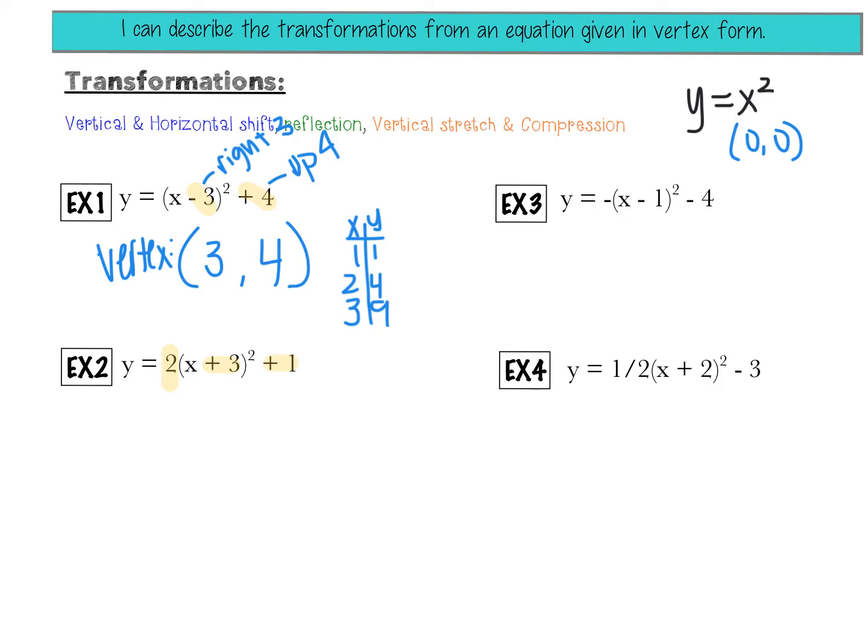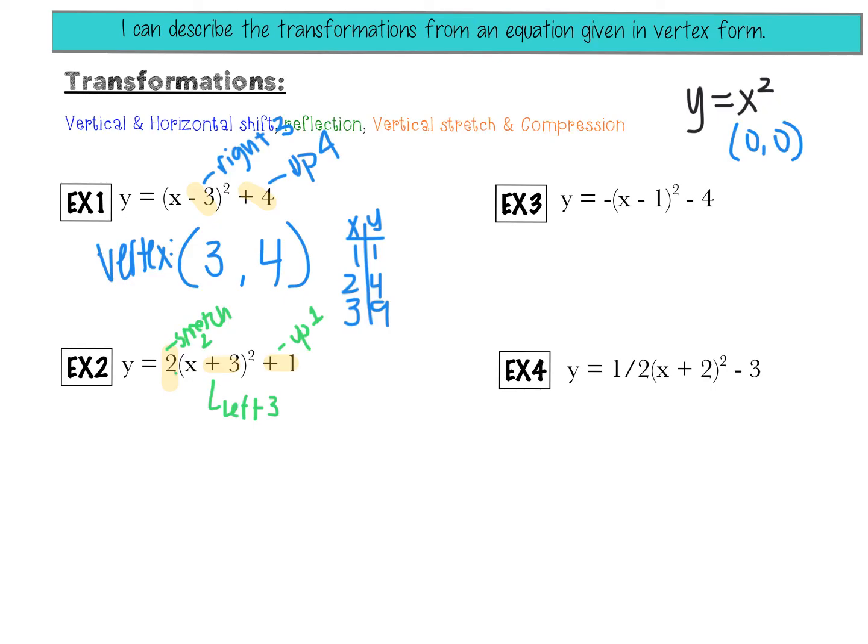All right, so go ahead and pause the video and see if you can come up with what transformations each of those values will have on the parent graph. All right, so hopefully you were able to identify that the 2 out front is going to give it a vertical stretch of 2. The plus 3 on the inside is going to shift the graph left 3, and then the plus 1 is going to move the graph up 1.